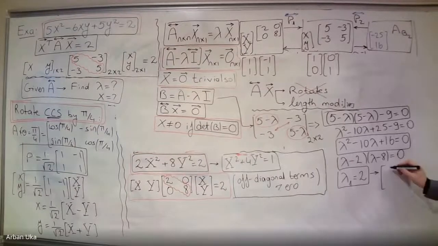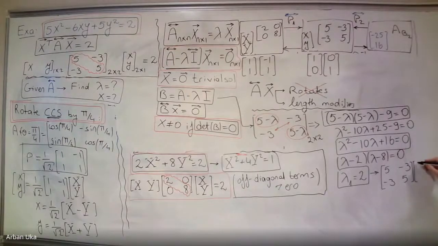We have the matrix 5, minus 3, minus 3, 5 times the vector. It has two unknowns, a and b. This is equal to 2 times a and b.